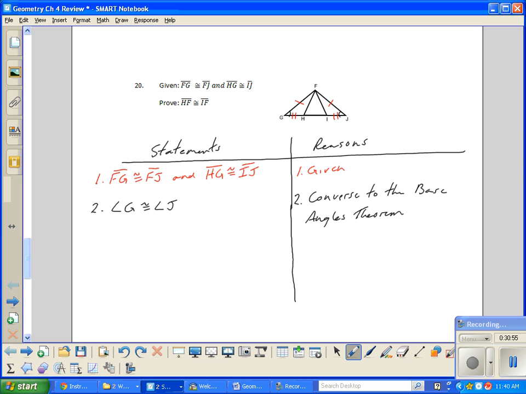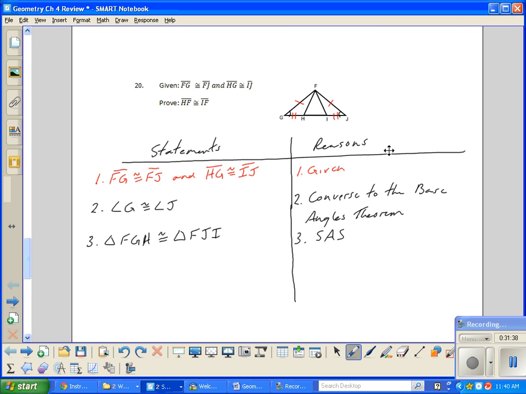And then from there, once we've got those congruent, now we've got a side, an angle, and a side. So that's enough to prove the triangle FGH is congruent to triangle FJI by side angle side. So we can say triangle FGH is congruent to triangle FJI, and that's by the side angle side congruence theorem.